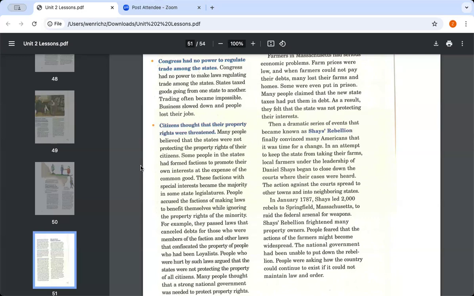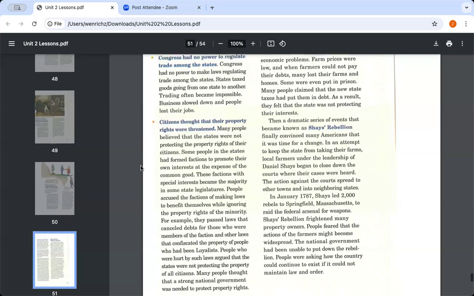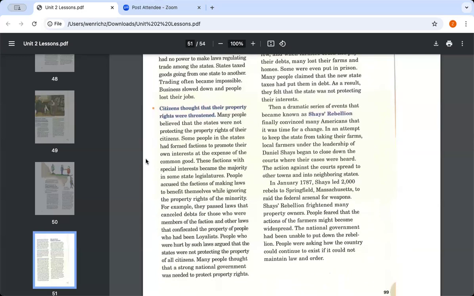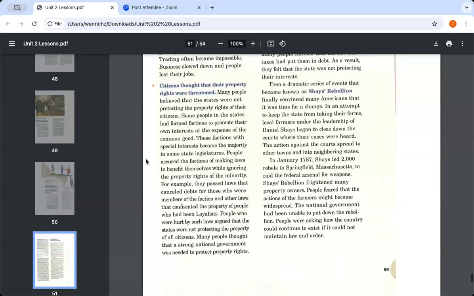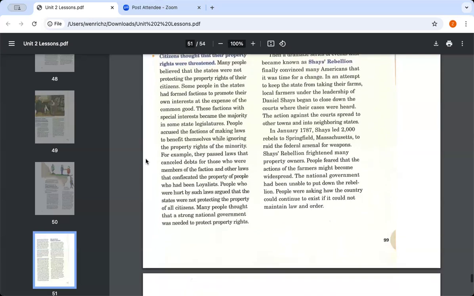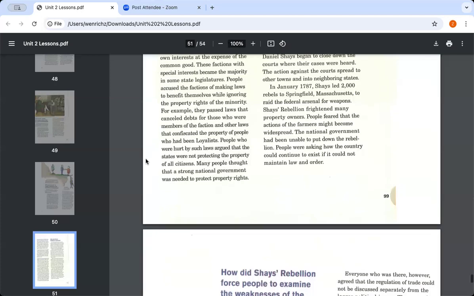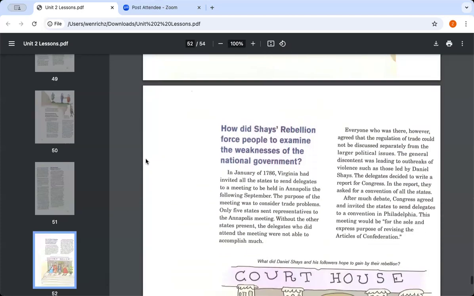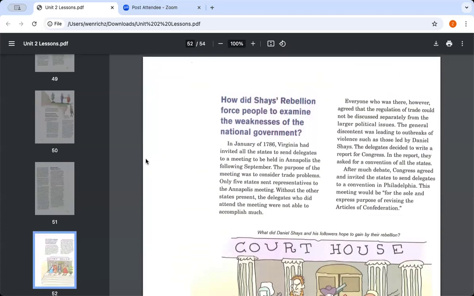Shays' Rebellion frightened many property owners. People feared that the actions of the farmers might become widespread. The national government had been unable to put down the rebellion. People were asking how the country could continue to exist if it could not maintain law and order. So, how did Shays' Rebellion force people to examine the weaknesses of the national government?